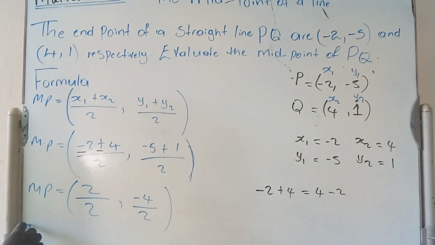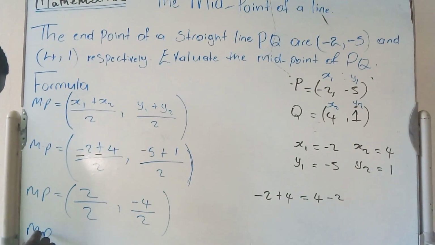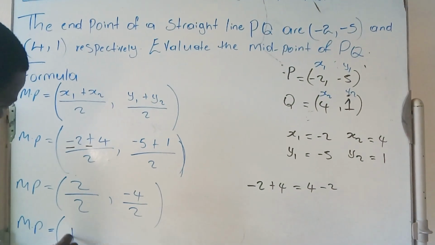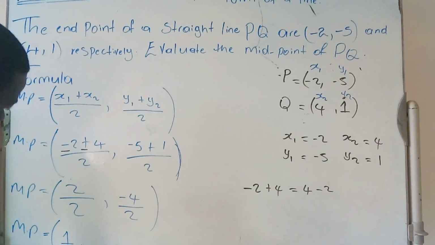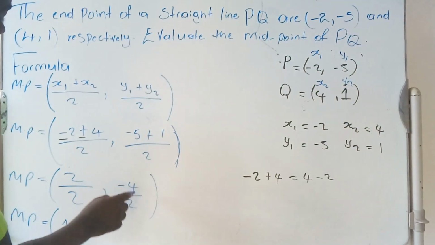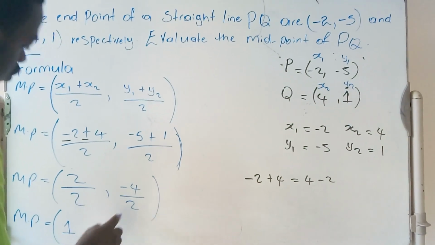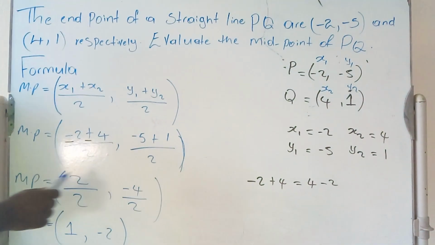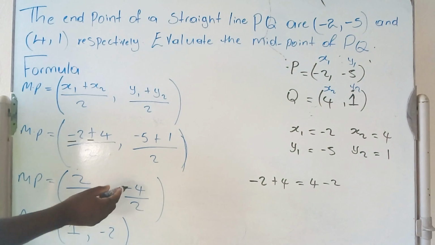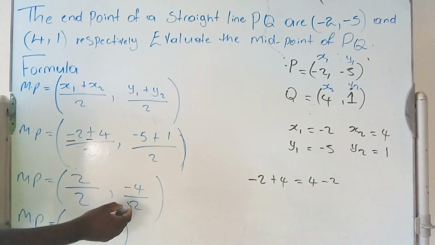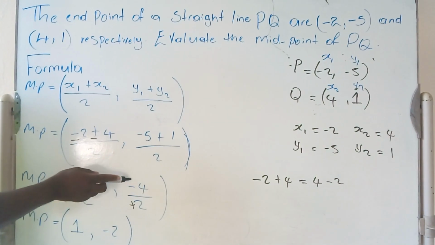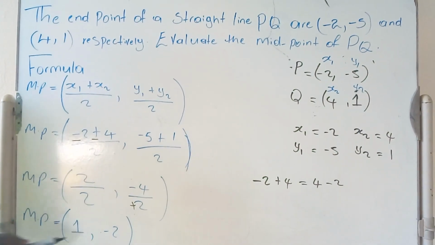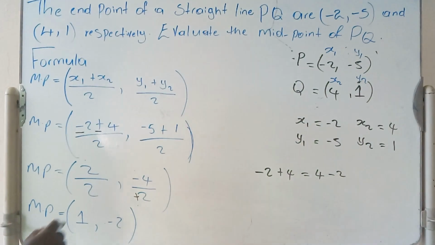So the midpoint is equal to 2 divided by 2 is 1, comma, negative 4 divided by 2 is negative 2. Note here, whenever you have 2 by itself, it means positive 2. So whenever you have a negative number divided by a positive number, the result is always negative.